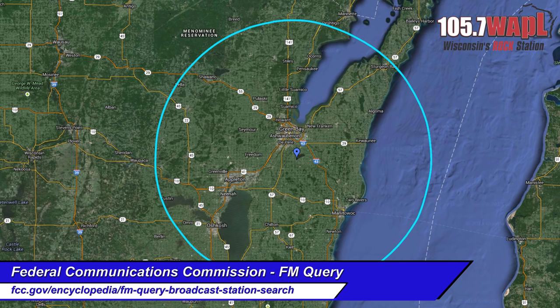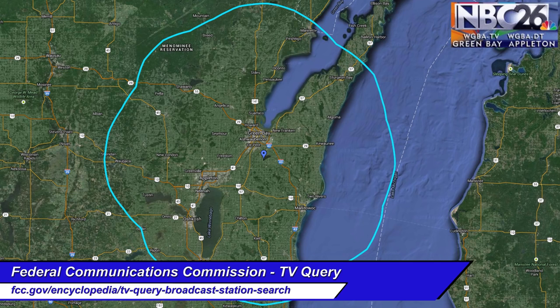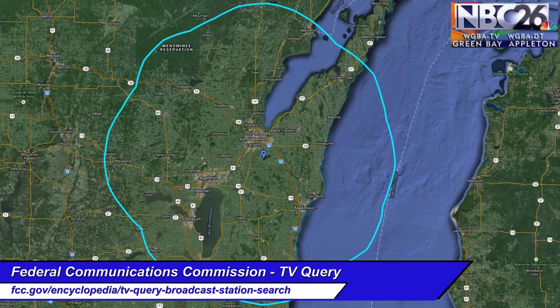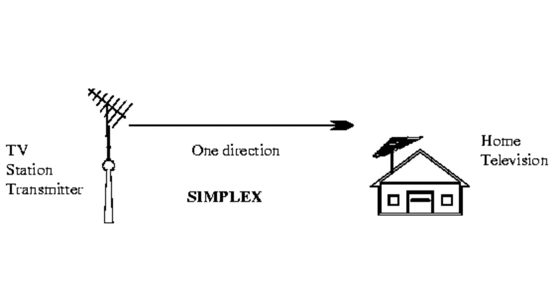Let's give you an example. WAPL-FM and WGBA Channel 26 both have towers within a few thousand feet of each other. As you can see, WAPL-FM, running 100,000 watts, has a coverage area from Sturgeon Bay all the way to Fond du Lac, whereas WGBA Channel 26, running a megawatt of television signal, has almost the exact same coverage area. So what does FM and TV broadcasts have to do with ham radio on VHF and UHF? A lot.